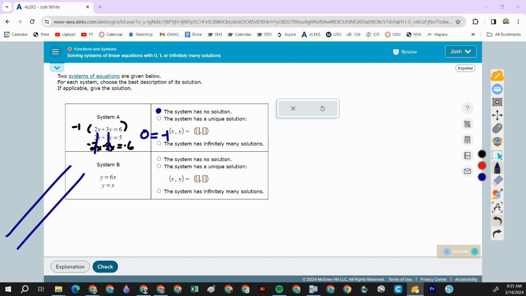What if I solve that down and I end up with 0 equals 0? That would mean infinite solutions.